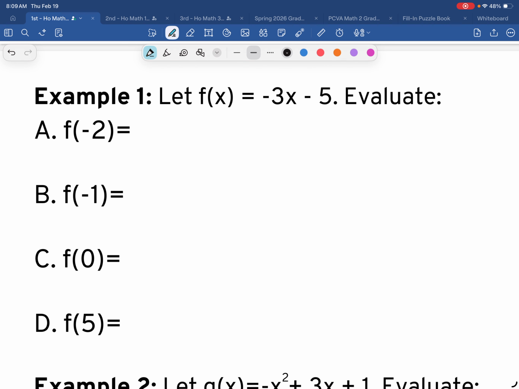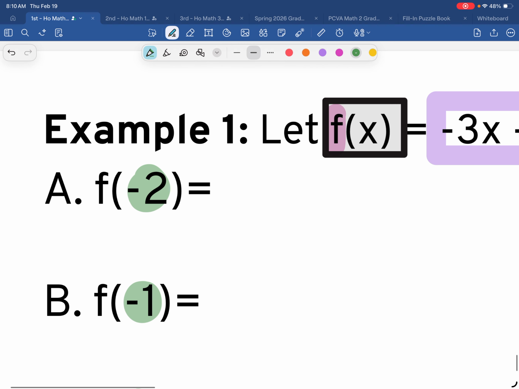So I have f of x. f of x is my function name. That is going to be super important to pay attention to later on. And in that function, we are using -3x minus 5. So all of my inputs: I'm going to input -2, -1, 0, and 5. I want you to remember that what is in the parentheses is the input value.